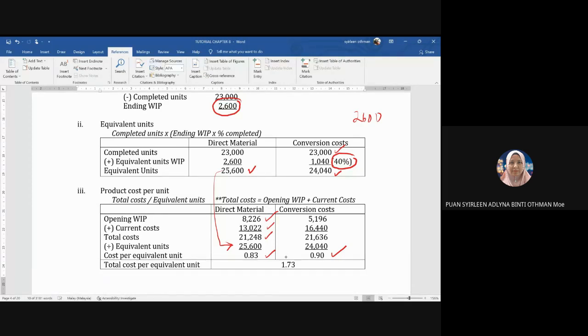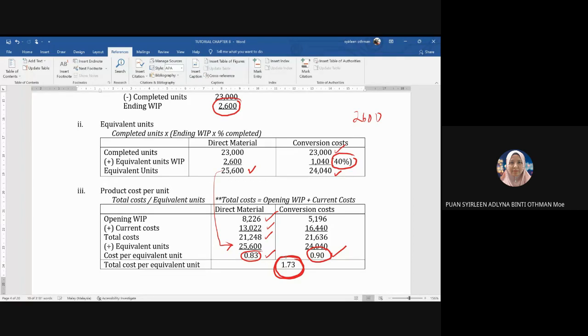Baca betul-betul soalan minta product cost per unit. So jangan tinggalkan 83 cents dengan 90 sen saja. You need to total up. Kalau tak ada 1.73 ni, jawapan you tak lengkap, sebab soalan minta product cost per unit. Okay, so kita faham product cost per unit, that means towards the end of your answer, kita mesti campur.